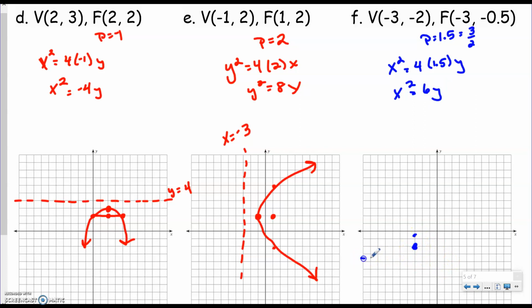So here's my directrix. Okay, my latus rectum is going to be 6, so I'm going to go 1, 2, 3 to the right, and 1, 2, 3 to the left, and my parabola goes through those 2 points. Apologize for the sloppy parabola, and you should be good.